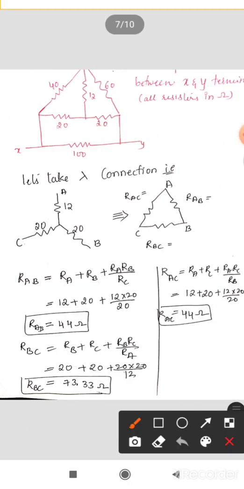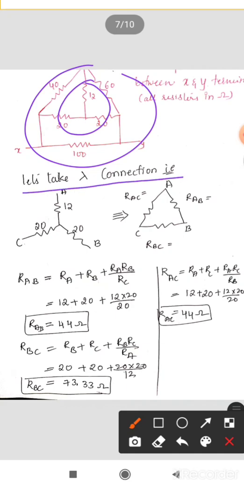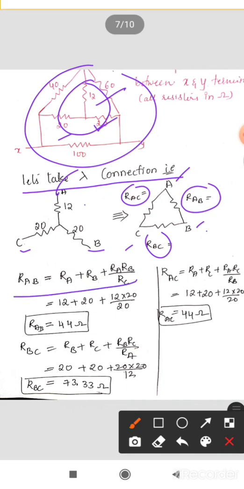Let's see that. In this network, first take the star connection and convert it into a delta: 12, 20, 20. Let's name them A, B and C. We require RAB, RBC and RAC. RAB is equal to RA plus RB plus RA RB divided by RC. As you know the formula, substitute the values: RA plus RB plus 12 into 20 divided by 20. It will be 44. Similarly, calculate RBC and RAC. Once you have all the values, substitute them in.